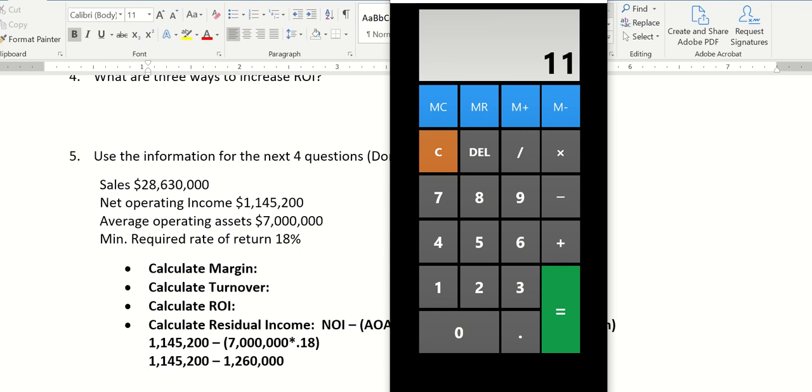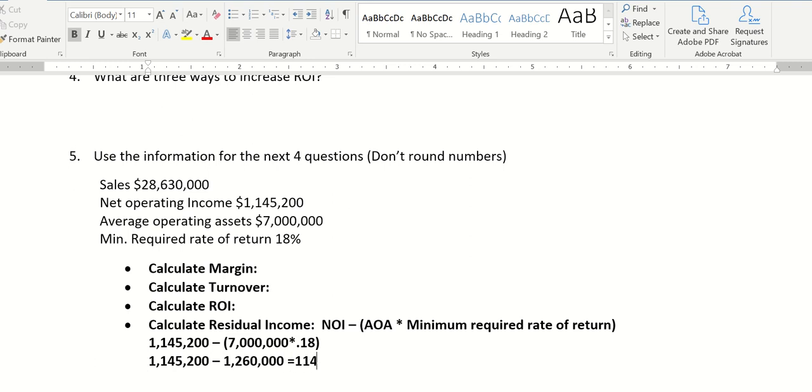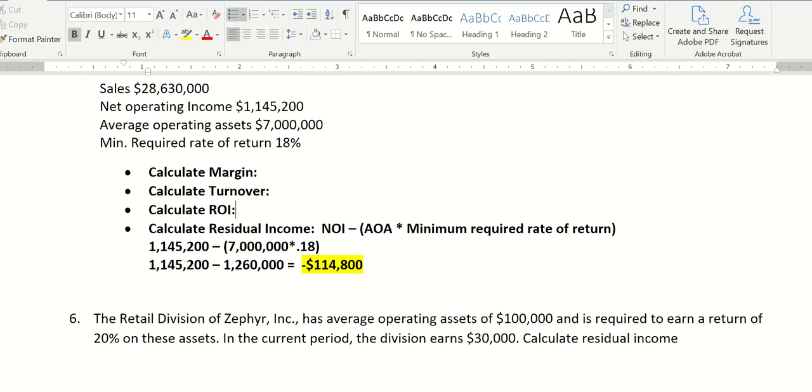So 1,145,200 minus 1,260,000, and now we do have a negative residual income, which can happen, which just means that our ROI is not meeting our required rate of return. So 114,800, and that's a negative number. Negative 114,800 would be our answer. So with that said, just know that your ROI will be less than 18% in this problem, and I'll have you calculate these 3 problems: margin, turnover, ROI.